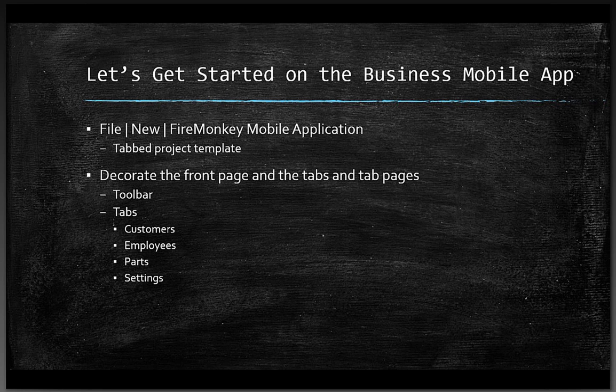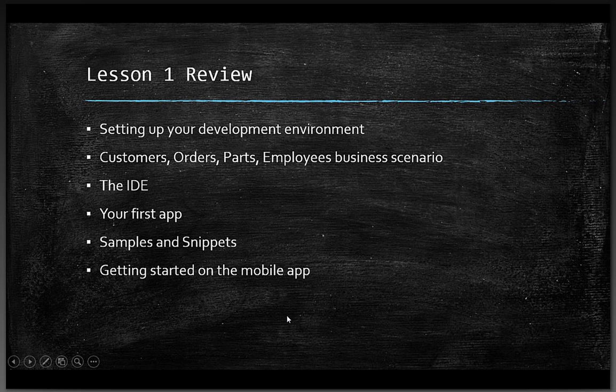So in all of this, we have made sure our development environment is set up. We talked about the business scenario of the app we're going to build up over time, as well as other apps we'll be looking at with mobile functionality. We used the IDE a little bit. We built a couple first apps and played with a couple samples, and we're getting started now on building the mobile app that's going to match some of the functionality of our desktop application for parts and customers and order inventory and settings.